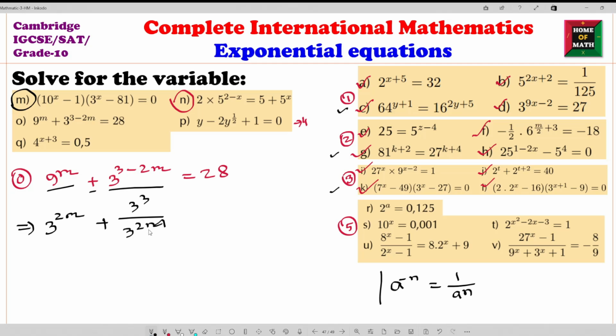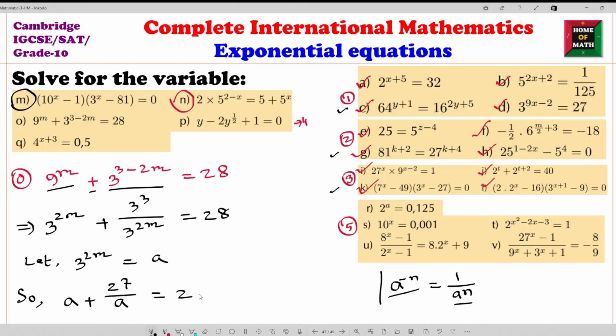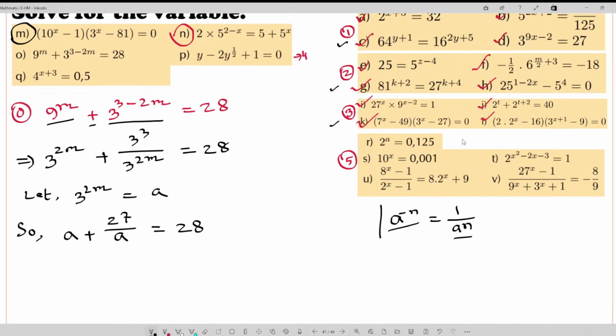Why are we writing this one? Because we know the negative exponent rule, which is a to the power minus n equals 1 by a to the power n, and here is 28. Let 3 to the power 2m equal a. So we can write a plus 3 cube, it means 27, divided by a equals 28, right?